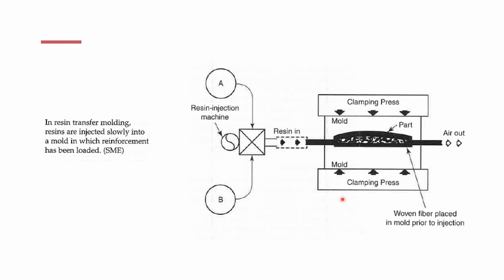So here's your textbook diagram. In resin transfer molding, RTM, resins are injected slowly into a mold in which reinforcement has been loaded. Okay, so here is the resin injection machine. 2 dimensions are a little bit difficult to read. You're going to put A and B, and the resin is going to go in. These are just raw materials that you're feeding into the machine. And here is your mold, and you're going to mold the part, right, using the pressure right there. Pressure comes from your clamping press on both sides. You have bottom and you have top, and we're going to take the air out because we don't want these volatiles, and that's how you make the part.